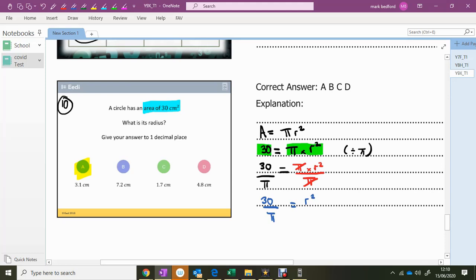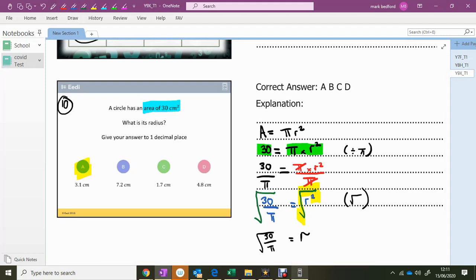I now need to get rid of this square here, and I do that by doing the opposite of squaring, which is square rooting. So I square root both sides. The square root of 30 over pi will be equal to the square root of r squared, and the square root and the square are inverse operations of each other, so they cancel each other out. What I'm left with is just the r.